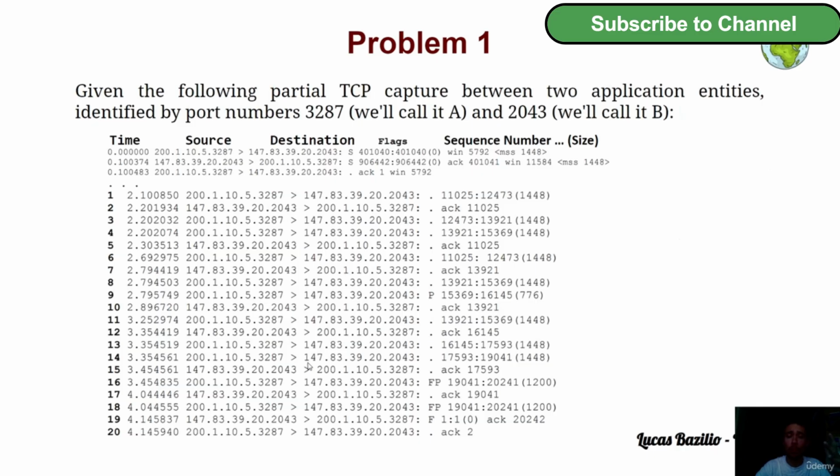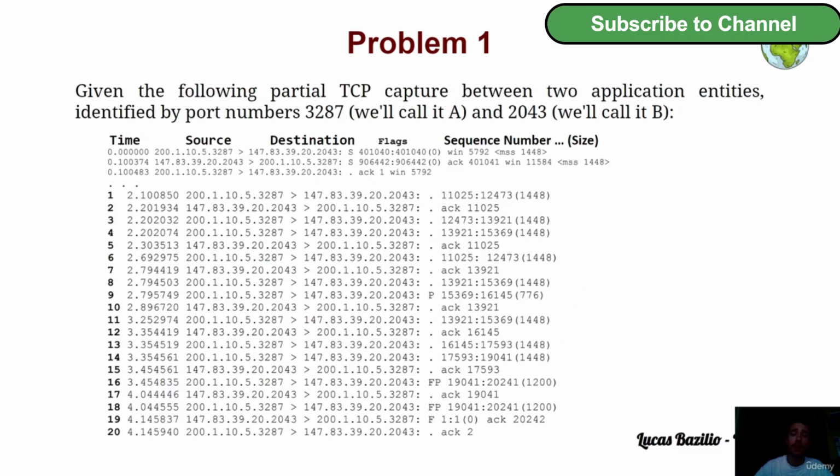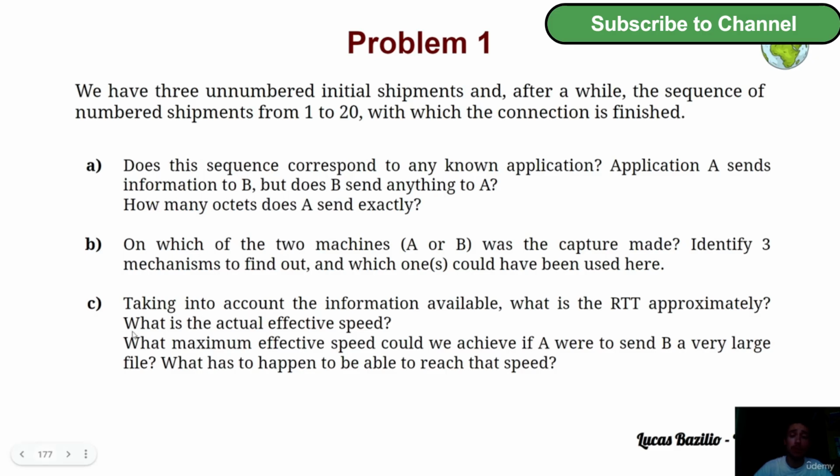So remember, what do we know so far? Well, on the previous questions, A and B, we saw that the one that is doing the capture here is the application A. We also saw that the application A is the only one that is sending information. B doesn't send anything to A. And now, in this question C, let's begin to compute the round trip time.